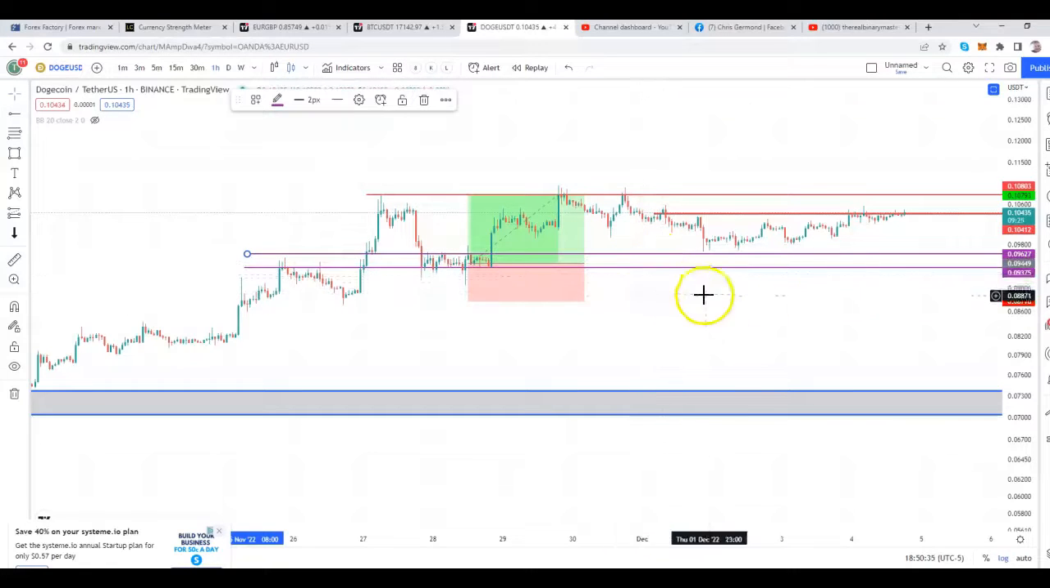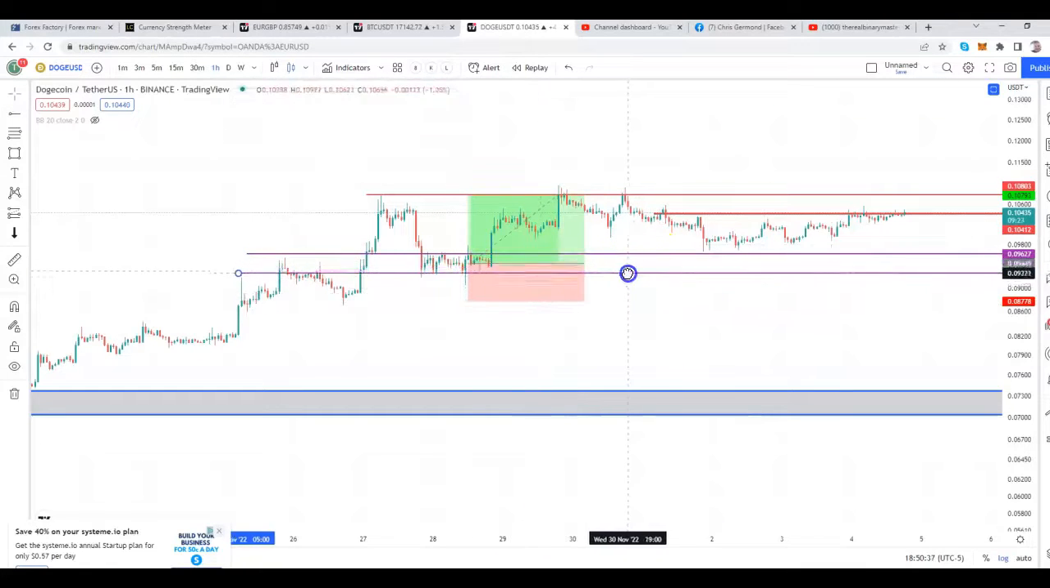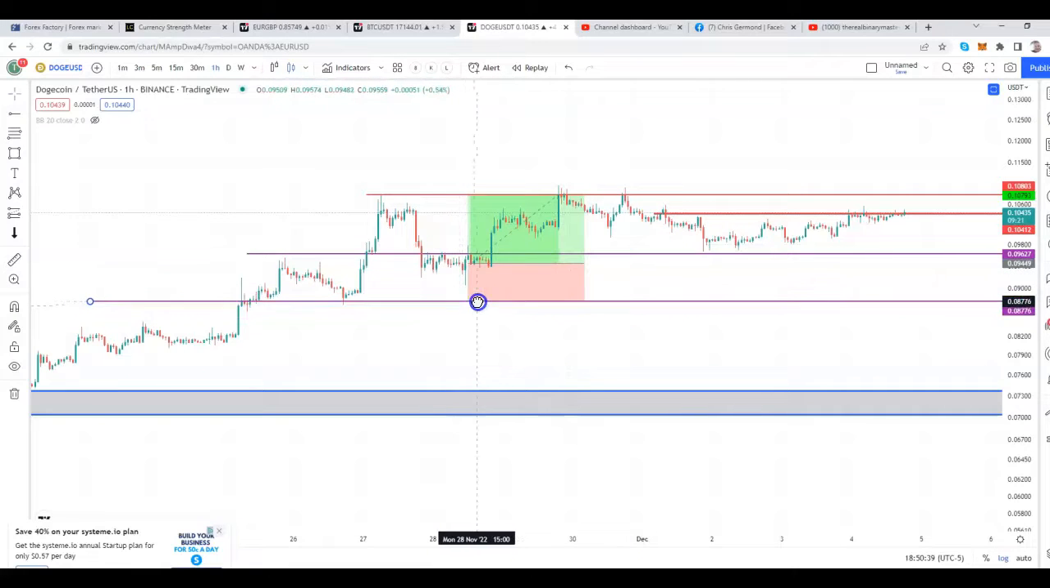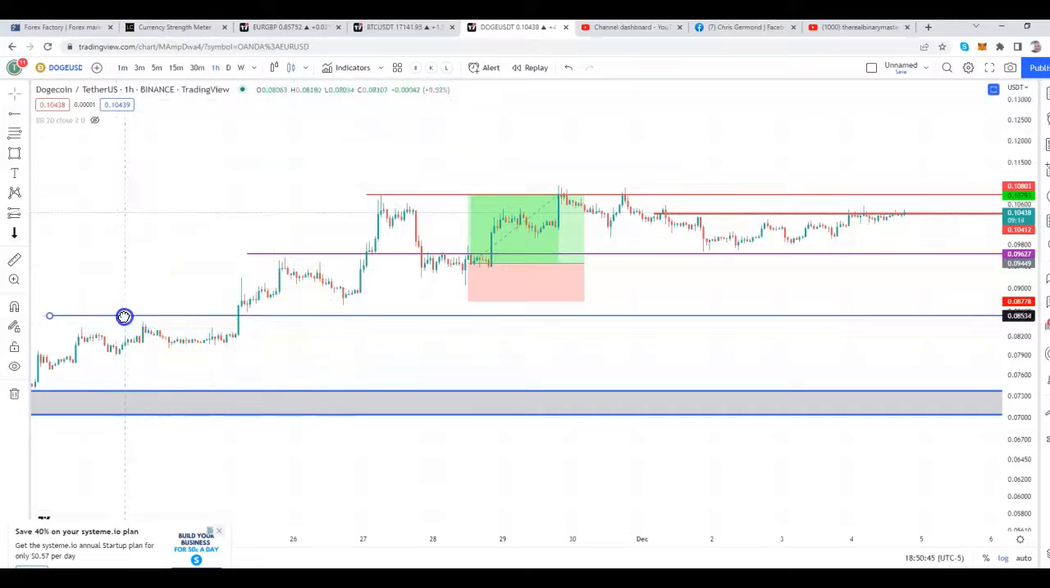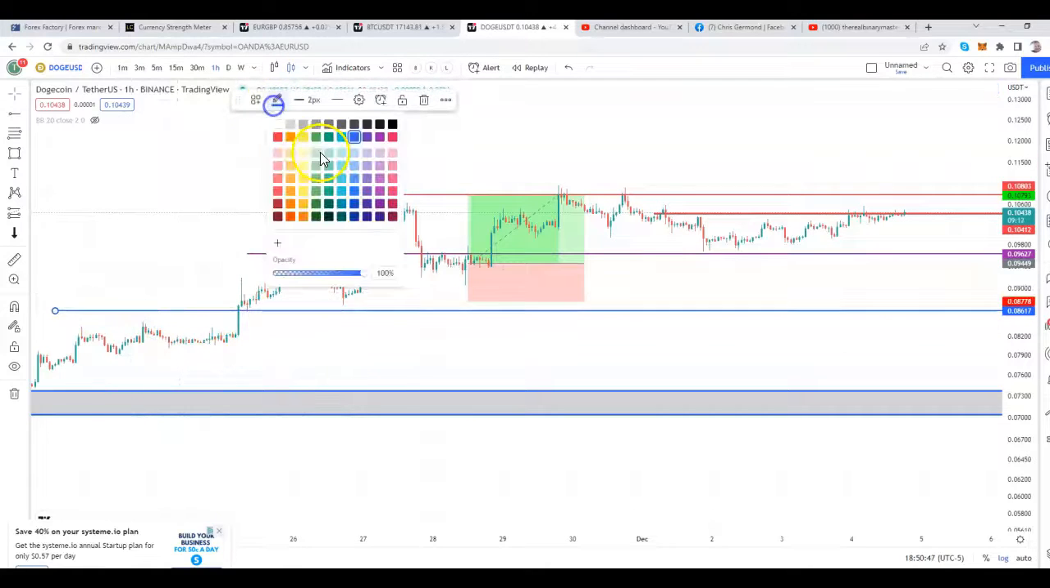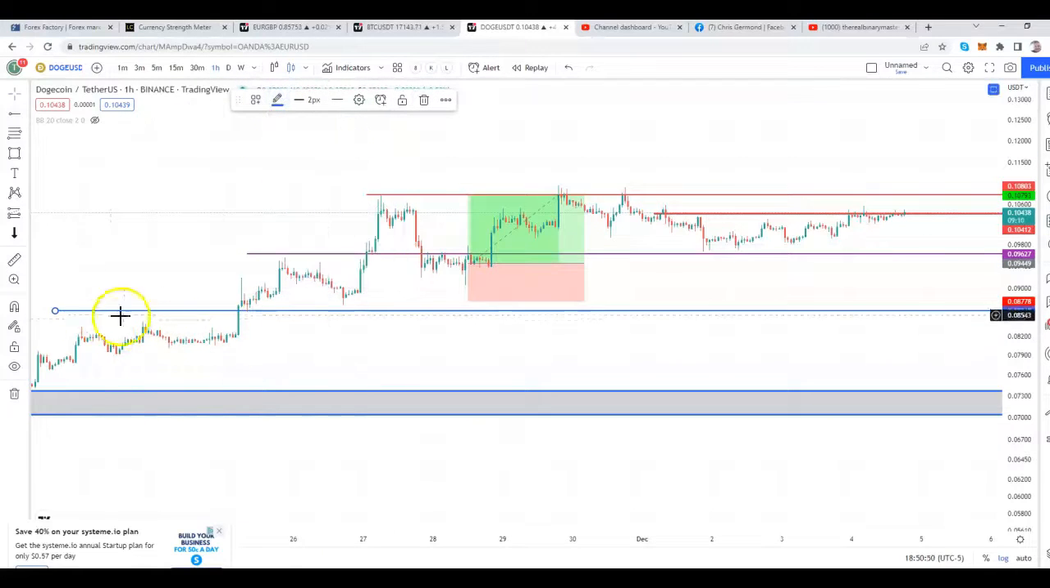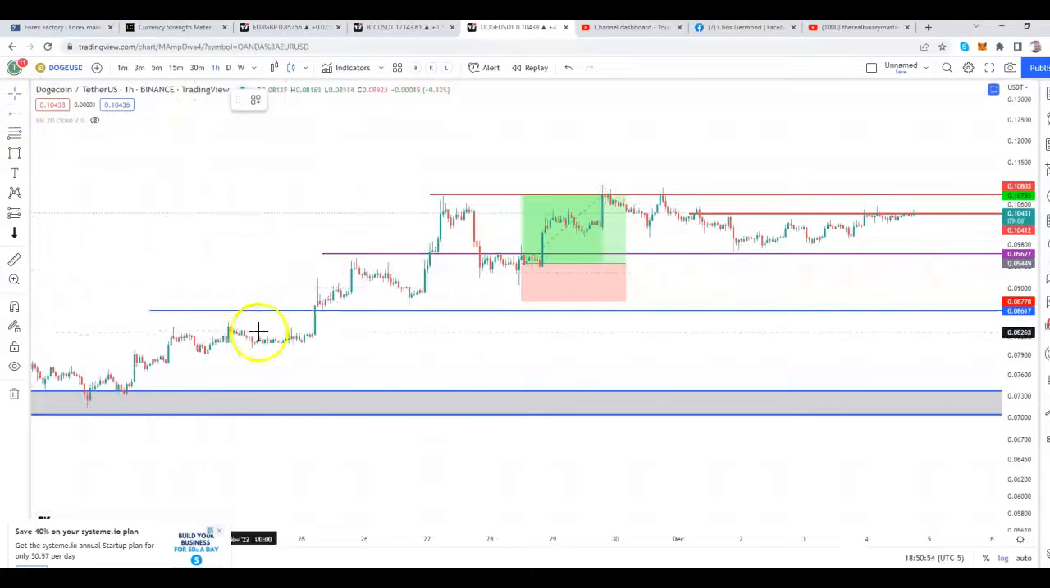Now, we are going to be looking for our support area. So say this would be our support. You're going to want to make this your support and resistance as well, because we can see here price rejected this, and then when it broke, it respected it. So for a better support area, let's get rid of this.